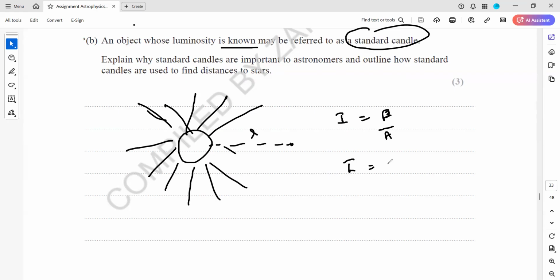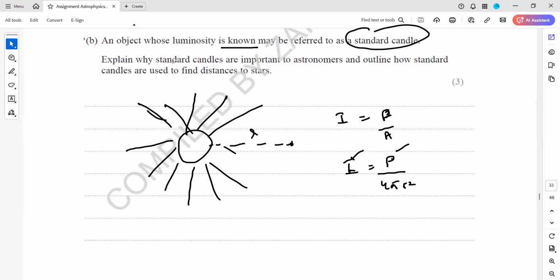So in that case, intensity will be equal to the power over the area, and the area is 4πr². Here r is the distance between the star and the observer. So if we know the power and we measure the intensity, we can work out the distance of the star.